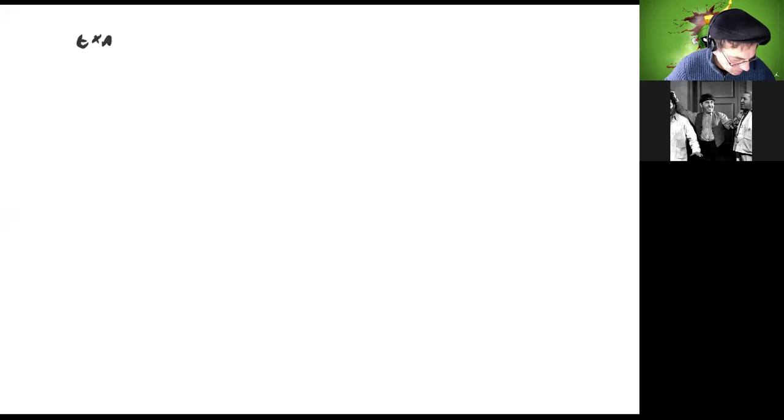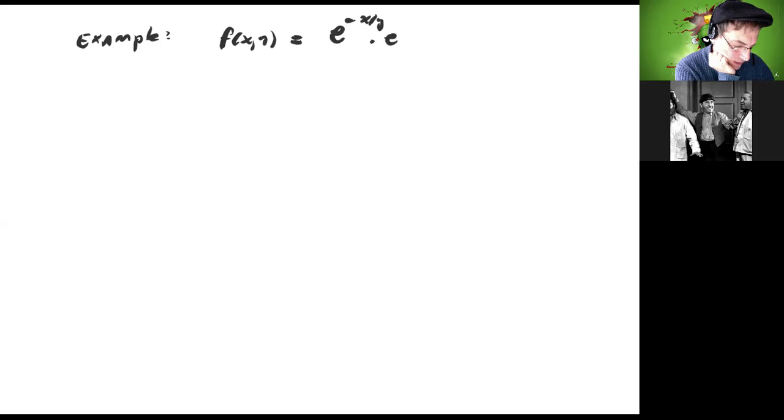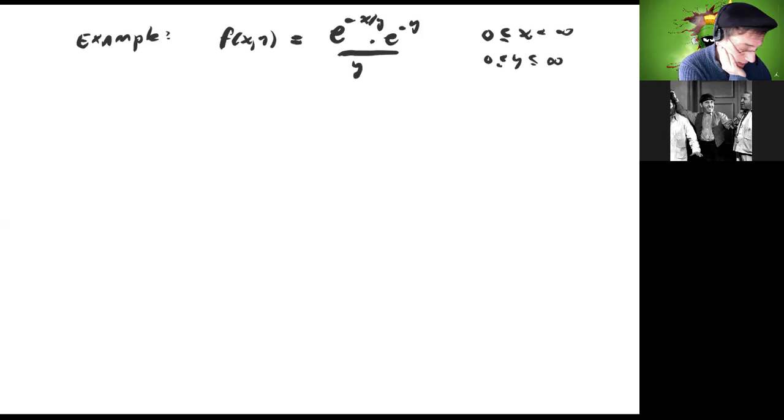So here's our second example. Let's consider the joint density, e to the minus x over y times e to the minus y over y, where x is varying from 0 to infinity and y is varying from 0 to infinity. So you're in the first quadrant. And let's find the expected value of x given that y is equal to some number y.